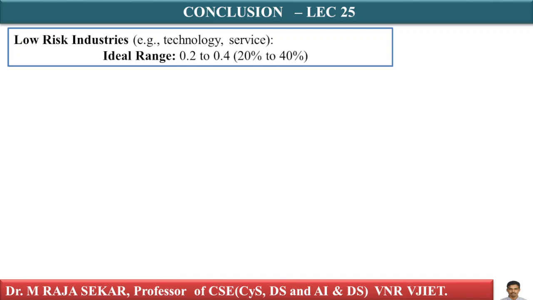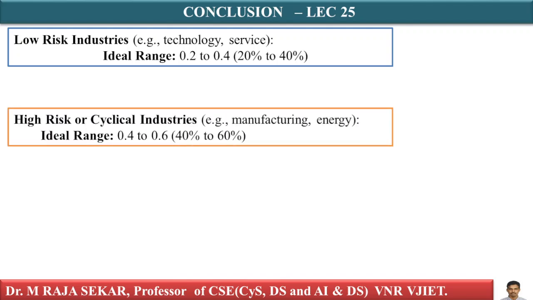Low risk industries, for example technology and services, have an ideal range of 0.2 to 0.4, that is 20% to 40%. These industries tend to rely less on debt due to volatile revenues or high investment in intangible assets. High risk or cyclical industries, such as manufacturing and energy, have an ideal range of 0.4 to 0.6. Companies in these sectors may use more debt because they have stable, tangible assets that can serve as collateral.